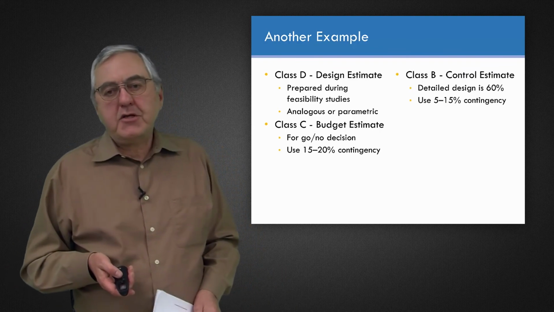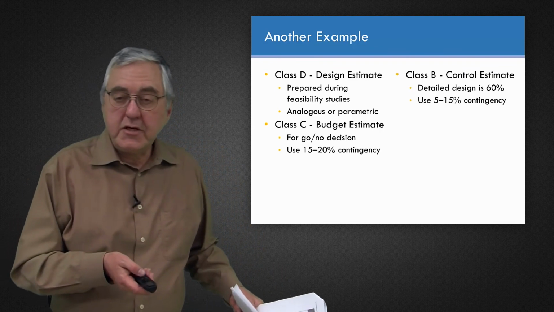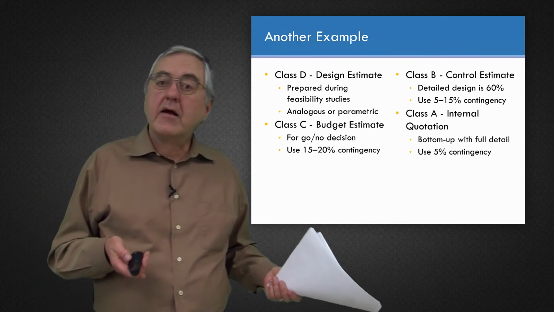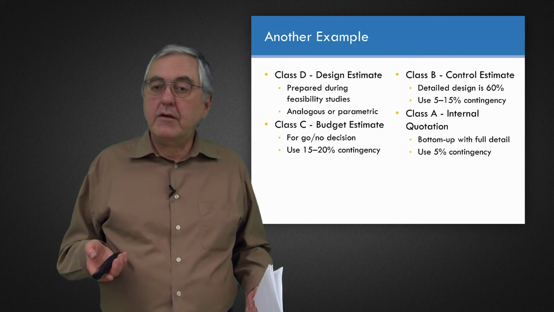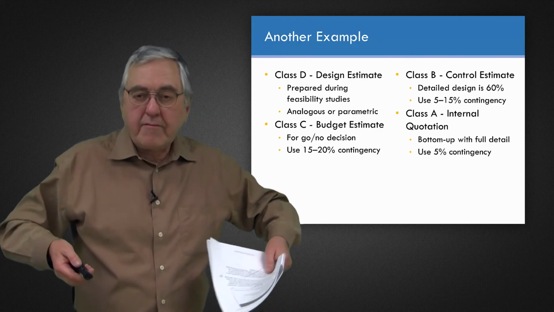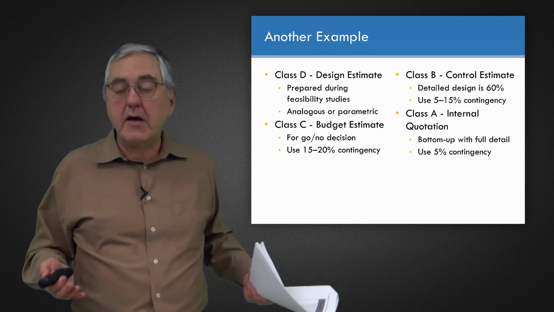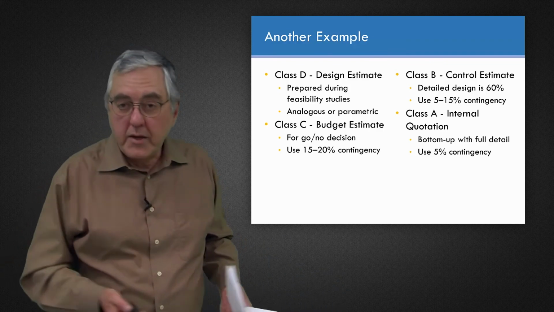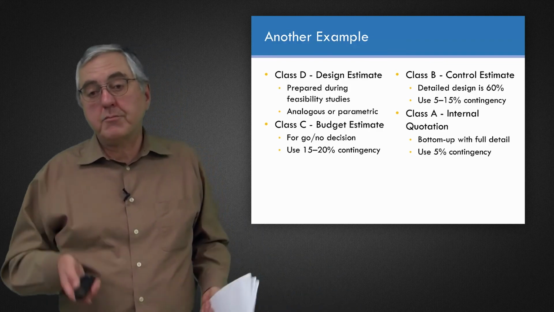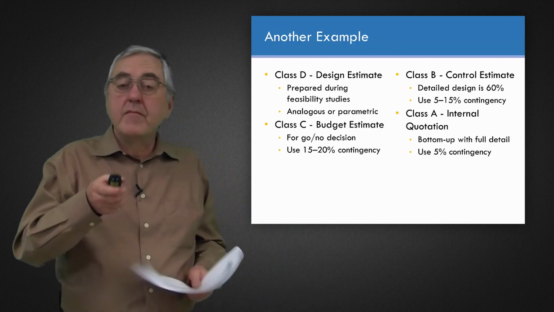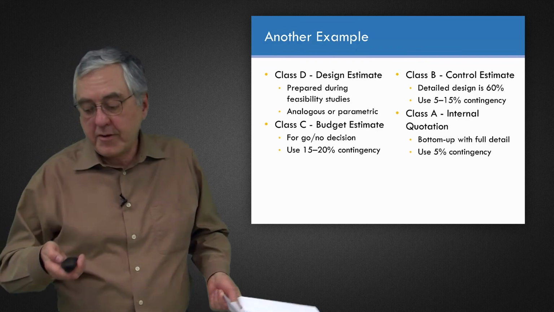And a Class B estimate has less contingency because the detailed design is perhaps 60% done. Class A estimate is basically a fully detailed project with quantity takeoffs as if a contractor was quoting lump sum, so a small contingency amount would be applicable. I just give these as examples. They may or may not be relevant to your particular project.